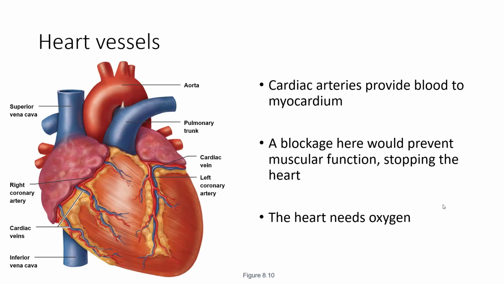There are also vessels for the heart, and we are not going to cover them in this class in any depth beyond saying they exist. In future classes such as A&P, you will probably want to know these. The cardiac arteries provide blood to the muscly layer of the myocardium. So the myocardium, of course, has the muscles, and muscles need oxygen, and oxygen is provided by blood. Therefore, there is a blood supply to the heart.